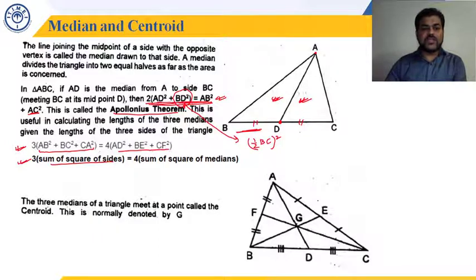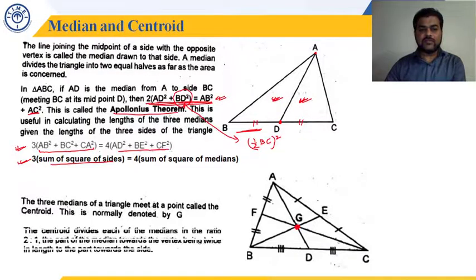The three medians of a triangle meet at a point known as centroid. So this is a common meeting point. This point is known as centroid. So centroid is the meeting point of all the three medians. You can denote it by G.